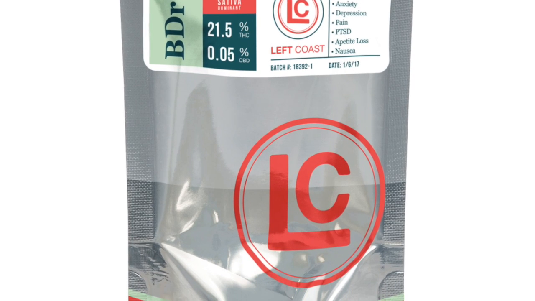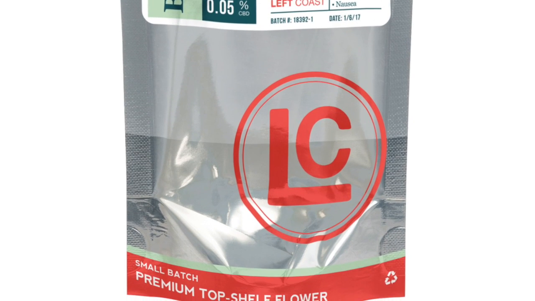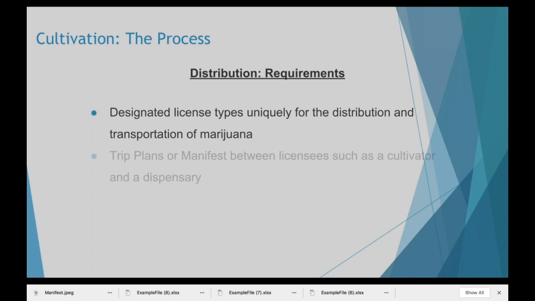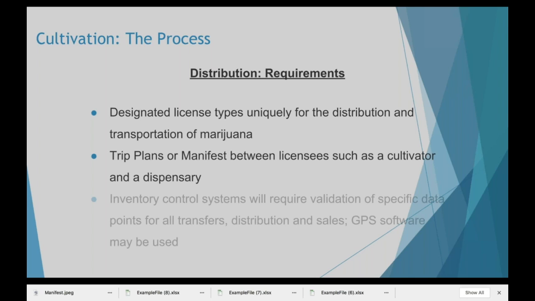Each jurisdiction will vary in its requirements for distribution and transportation protocol. Some states, such as California, have designed entire license types uniquely for the distribution and transportation of marijuana. In other states, such as Colorado or Arizona, a trip plan or manifest between licensees, such as a cultivator and/or a dispensary, are required. Manifest requirements vary, but typically require the detail of the people, the product, and the route plan for delivery.